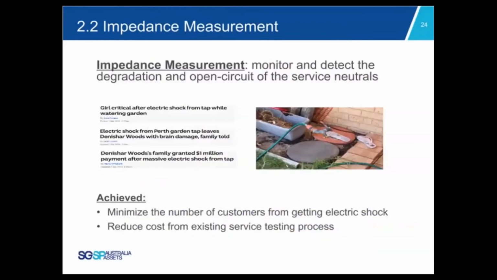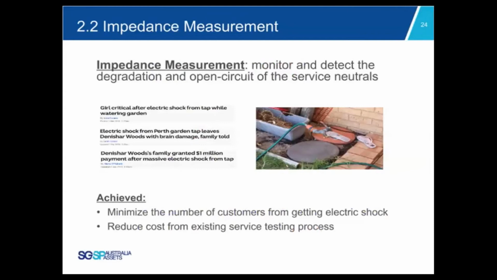So the second one is impedance measurement. The impedance measurement is to monitor and detect degradation and broken service neutral.